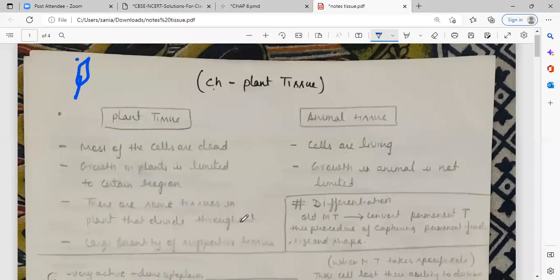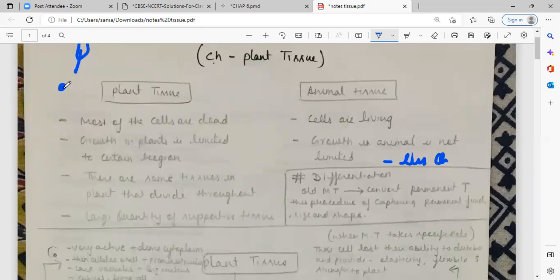Okay, there are some tissues in plants that divide throughout and a large quantity of supportive tissues. Okay, and here less quantity of supportive tissue. So these are the 2 points. So first of all, you will write plant tissue. This is not basically the difference, but we are looking for the features. So you will write plant tissue, you will write these points, that most of the cells are dead and growth is limited. And here there are tissues which divide throughout and a large quantity of supportive tissue. Then you will make another point, animal tissue, you will write these 2 points, cells are living, growth in animals is not limited. Clear?